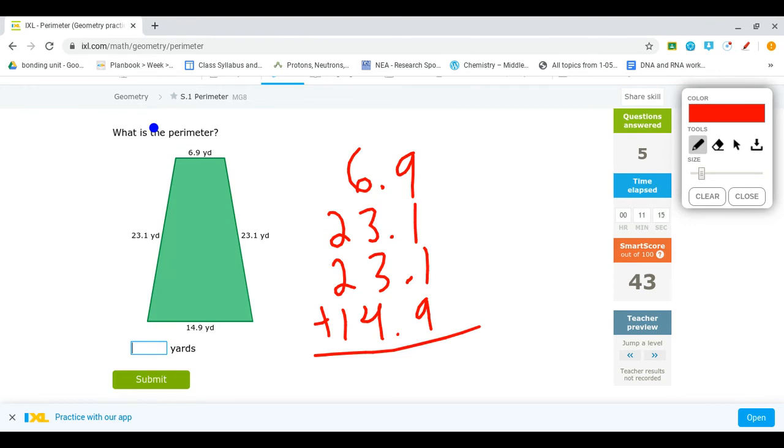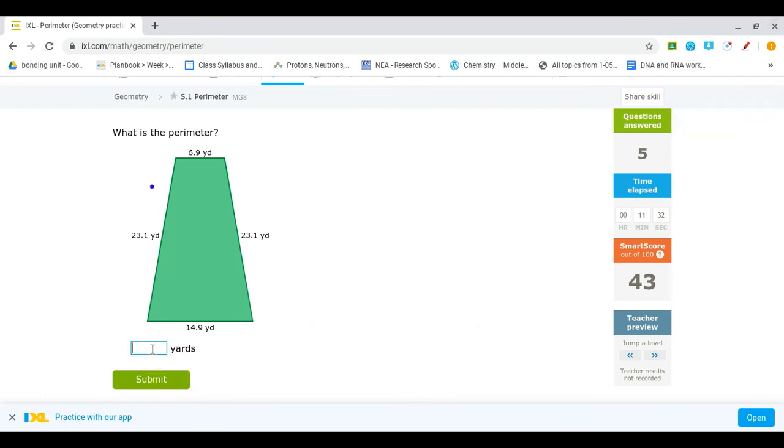6.9 plus 23.1 plus 23.1 plus 14.9. And I get 68 yards. So we're going to type in 68.